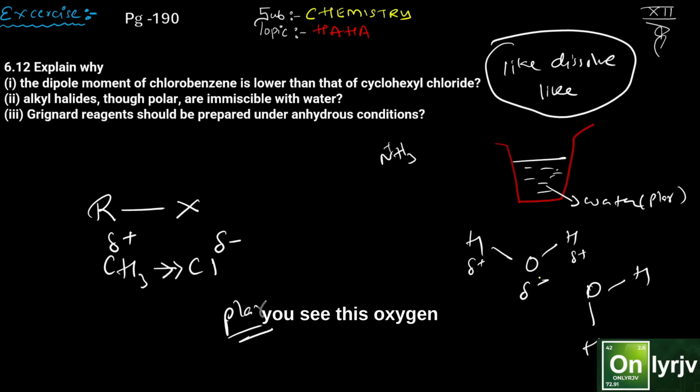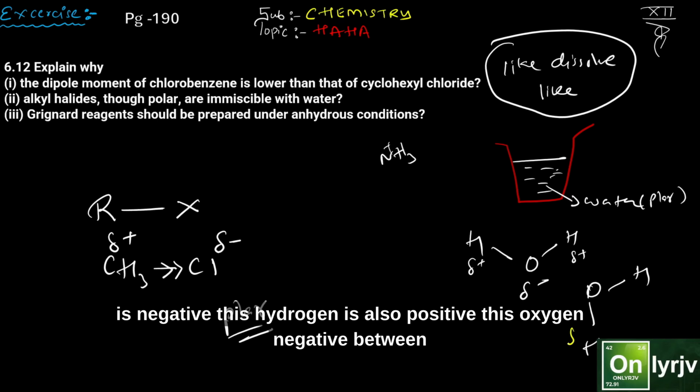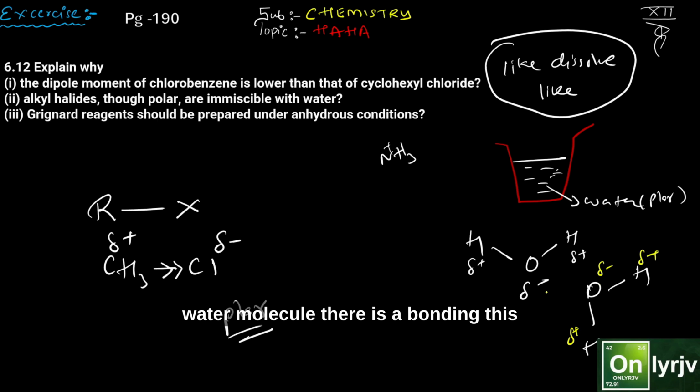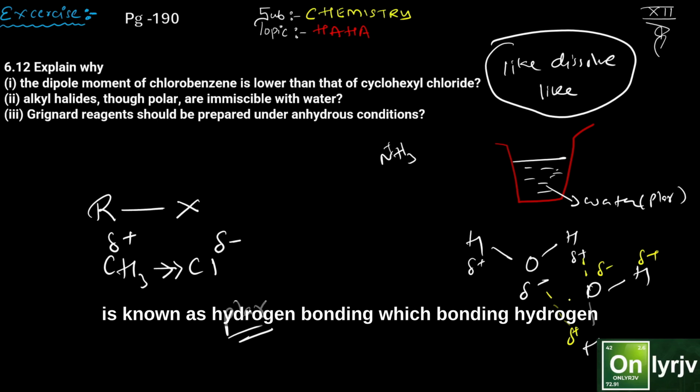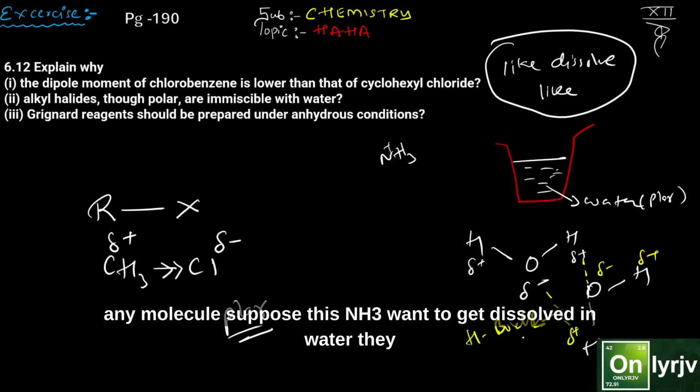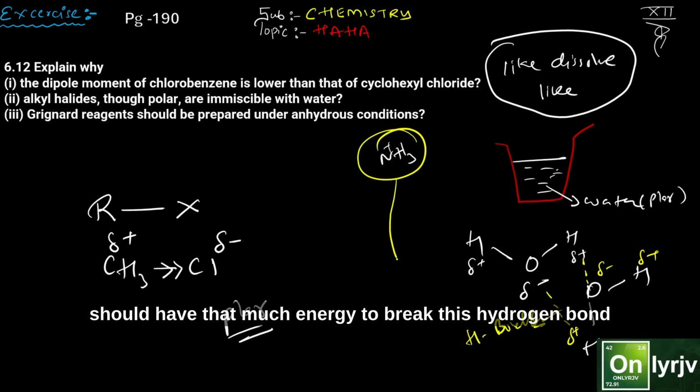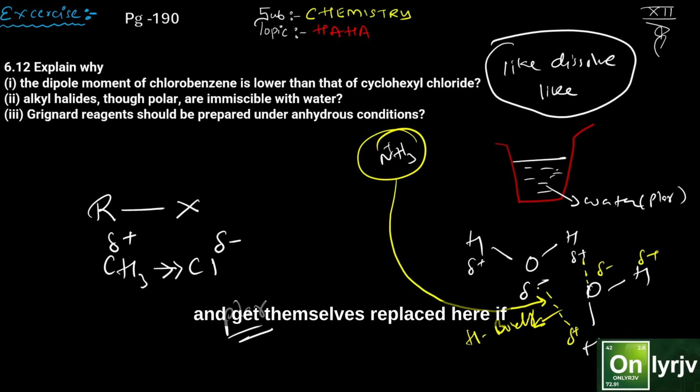Now, if you see, this oxygen is negative, this hydrogen is positive, this oxygen negative. Between water molecules, there is a bonding. This is known as hydrogen bonding. If any molecule, suppose this NH3, wants to get dissolved in water, it should have that much energy to break this hydrogen bond and get itself placed here. If NH3 can do that, it will be soluble in it.